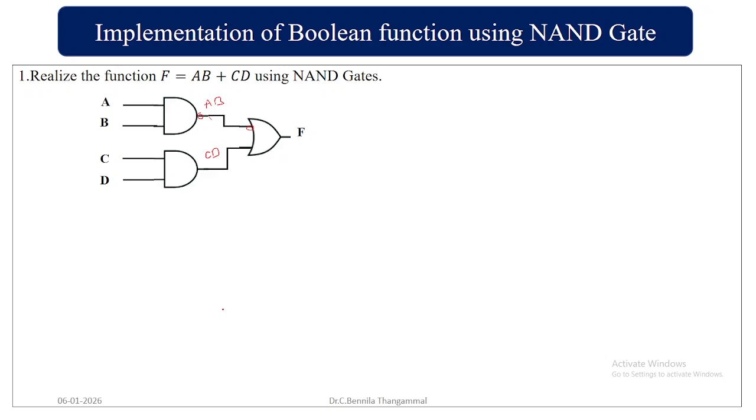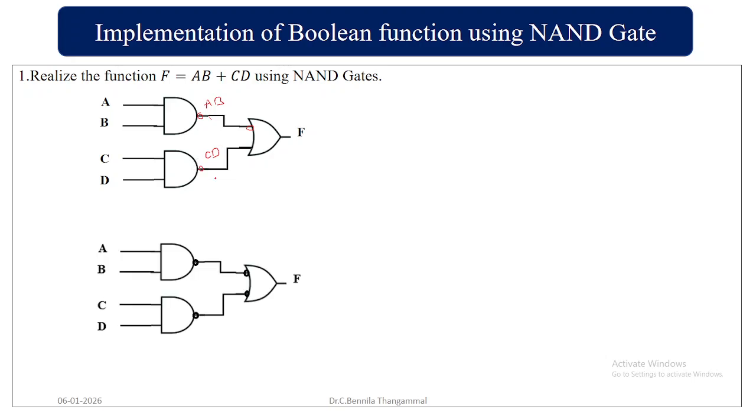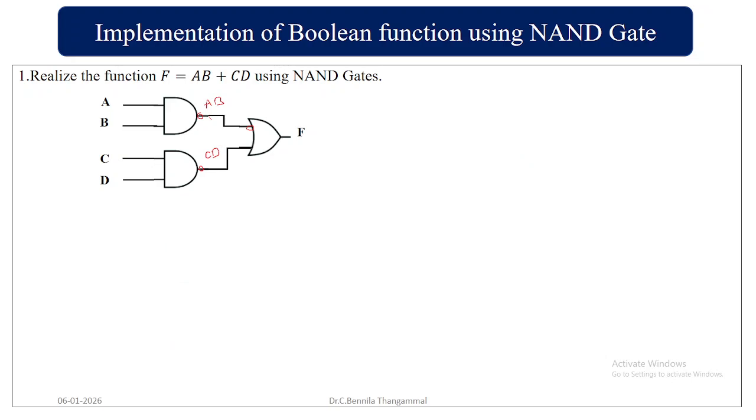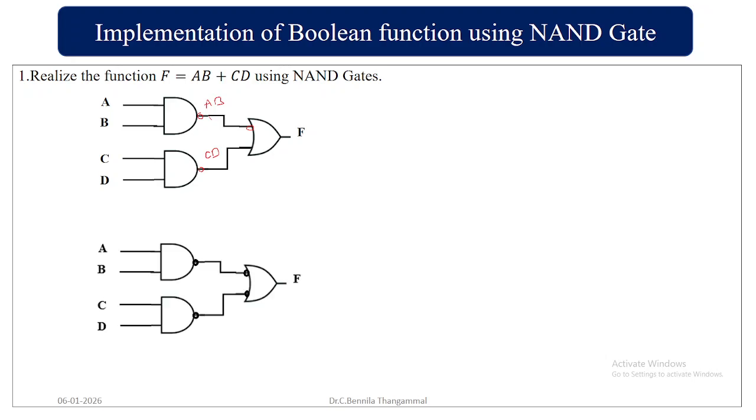Next is this other AND gate. So in total you have two AND gates. First I will complete the AND gates. Here I will introduce a bubble, and then automatically I have to compensate the bubble at the other end. So now the AND gate is converted into a NAND gate, and here too the AND gate is converted into a NAND gate.